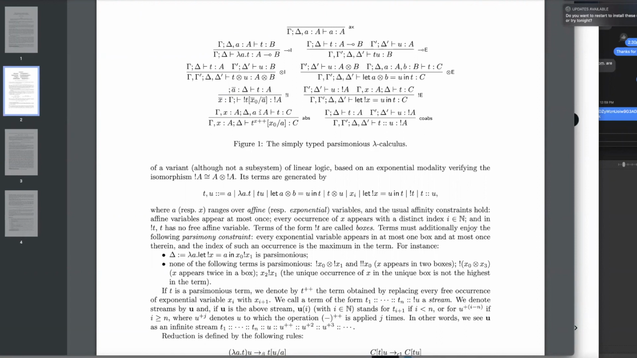What is abs and coabs mean? I don't know what they're referring to, but it's a kind of absorption. It has to do with this. See, we can absorb the A tensor bang A into the bang A. So we are basically pushing this on the stream and removing the first element from the stream. Yeah, in that sense.